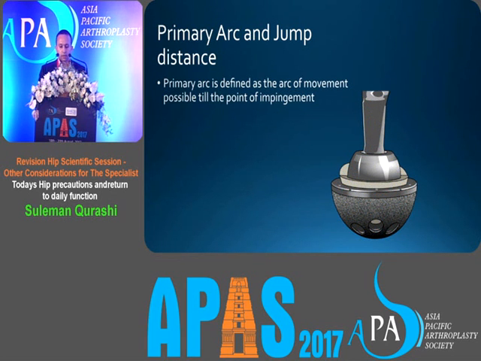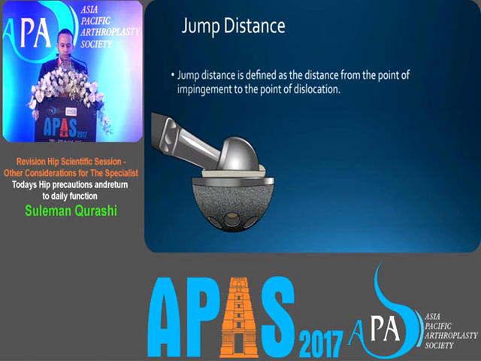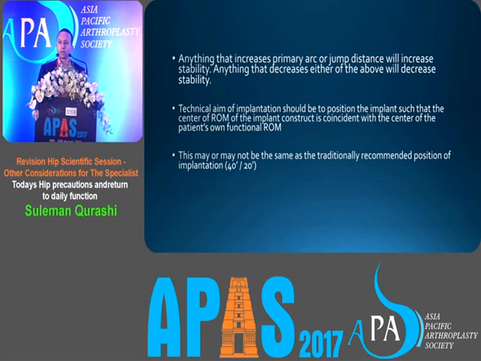Primary arc is the point of impingement, the distance traveled up to the point of impingement, and jump distance is the distance further traveled from that point before the head comes out. So anything that increases primary arc and jump distance will improve stability, and vice versa.